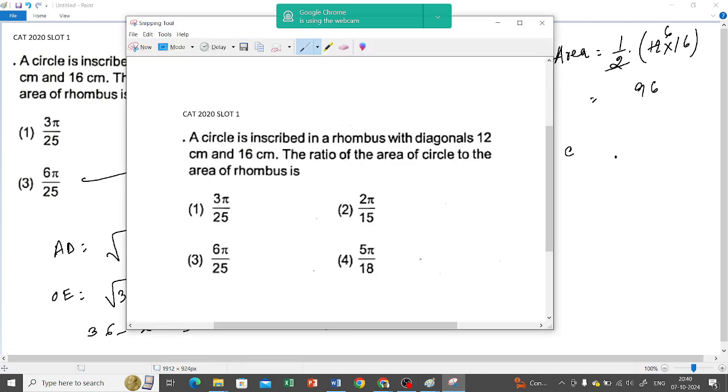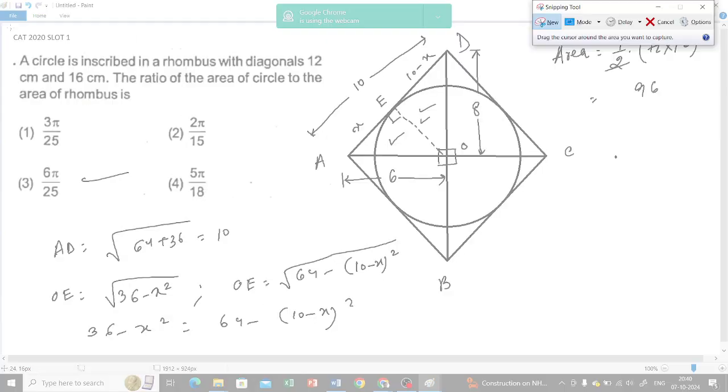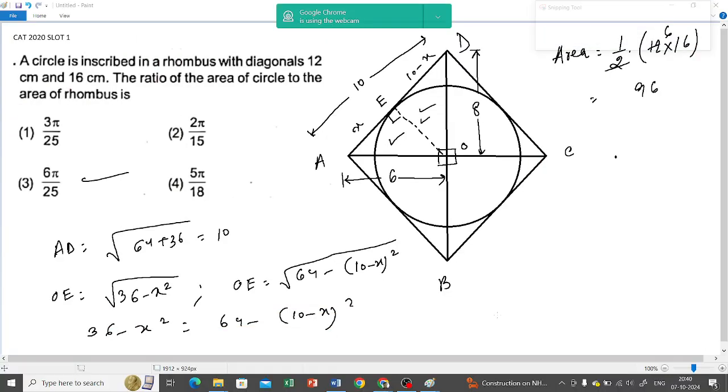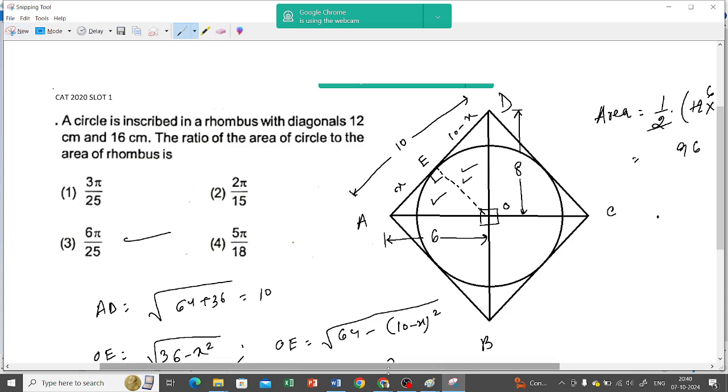Iladri? Yes, sir. So this particular sum has a rhombus in it, it has a circle, and it has Pythagoras theorem.